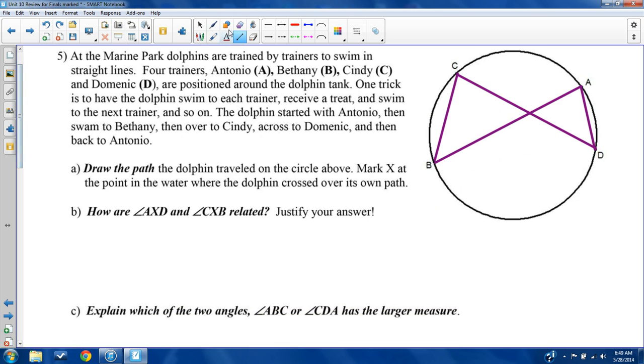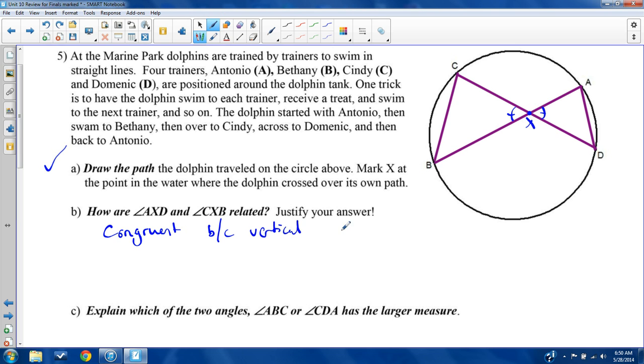Okay, so we got that one. Check mark that off. Next question, it says mark X. So X is where this intersection point is right here. It asks, how are angle AXD and angle CXB related? So here's AXD, here's CXB. These guys are congruent because they are vertical angles. That's kind of all you need to say on that one.